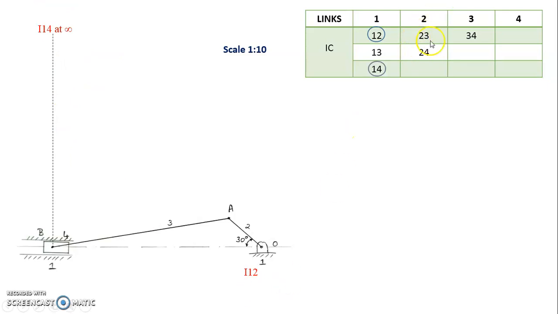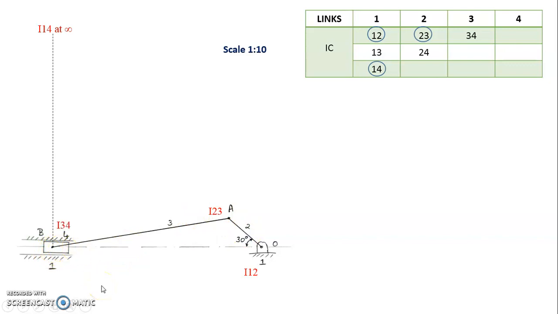Next I will go to link 2, 3. Link 2 is here, link 3 is here. They are joined at point A. So that point becomes the instantaneous center of 2 on 3. Since I found that, I will also circle it. Next I will go to 2, 4. 2 is a link here and 4 is the piston. There is no connection, so just leave it.